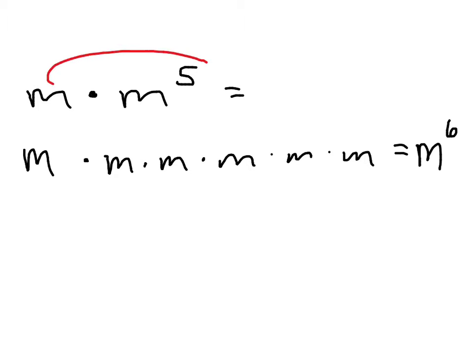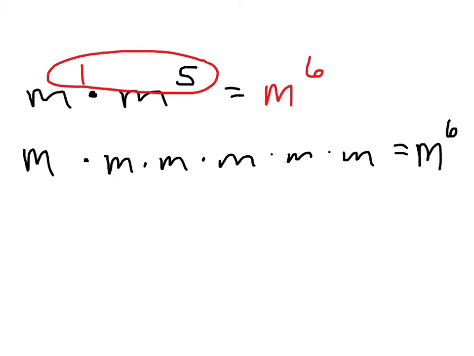I just add these exponents right here, right? If there's no number listed, it's understood to be a 1. And I just take 1 plus 5 would equal 6. So that's kind of the shortcut way, if I could just add the exponents. When you're multiplying like bases, you add the exponents.